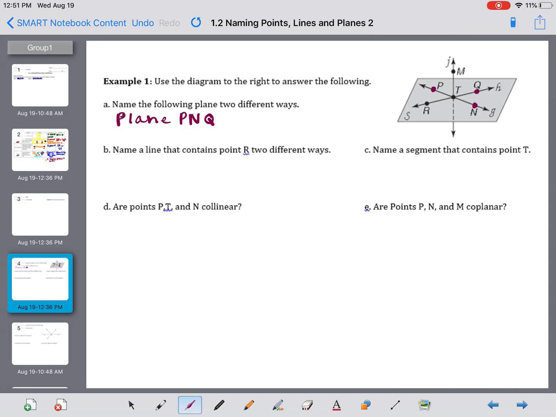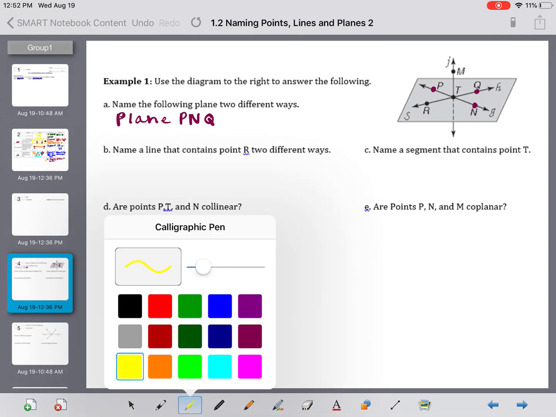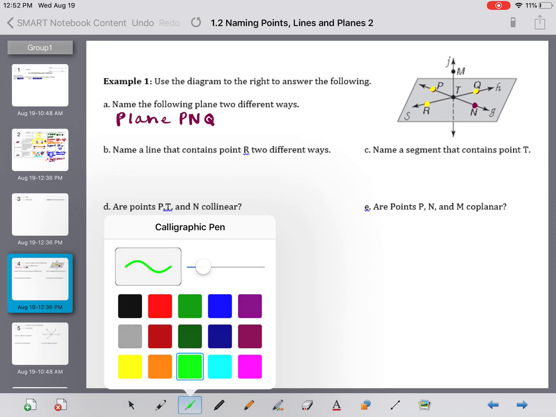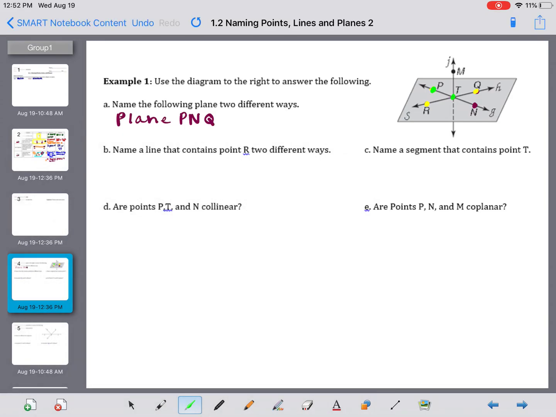Again, order doesn't matter. You could have said NQP or QPN. You could have picked 3 totally different points. You could have picked R, Q, and P. You could have called it plane RQP. You could have said P, T, and R. You could have named that plane PTR. They're 3 points. They're inside the plane, but they're not all on the same line.